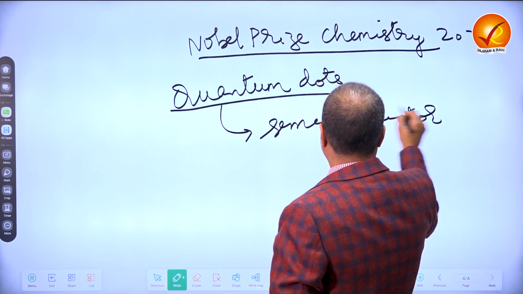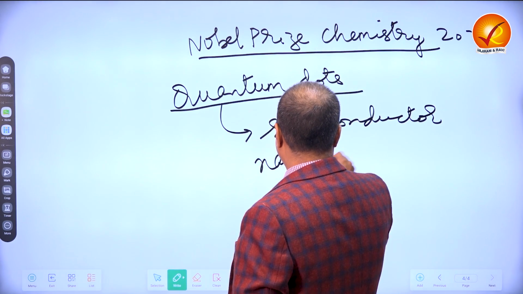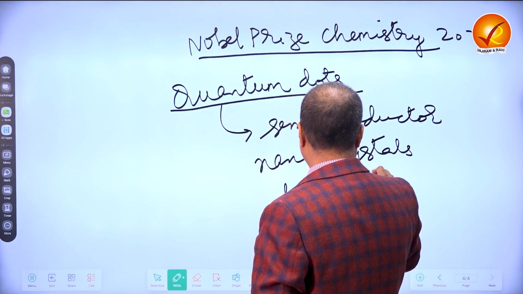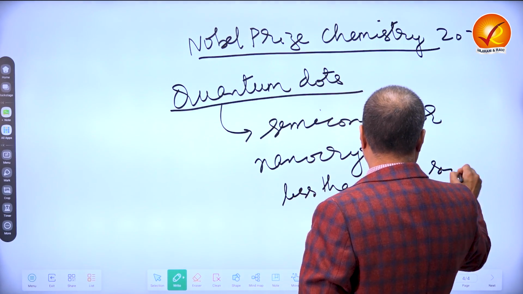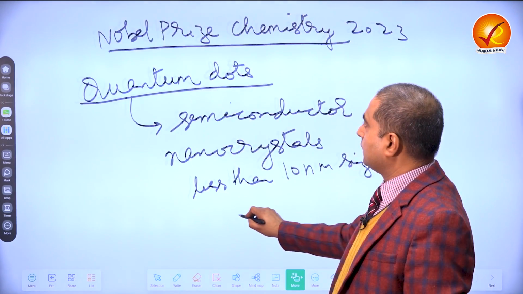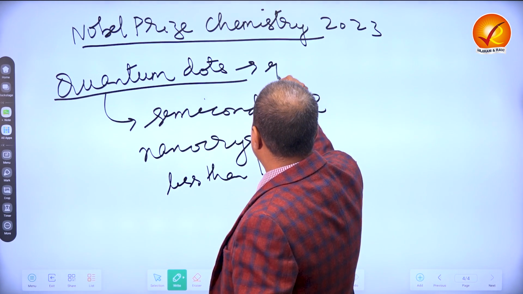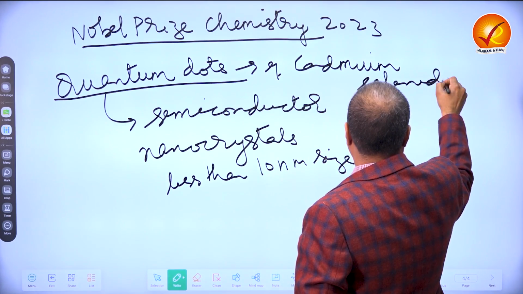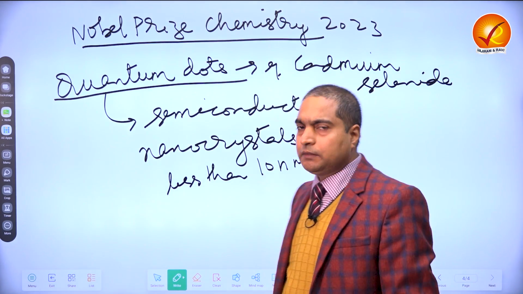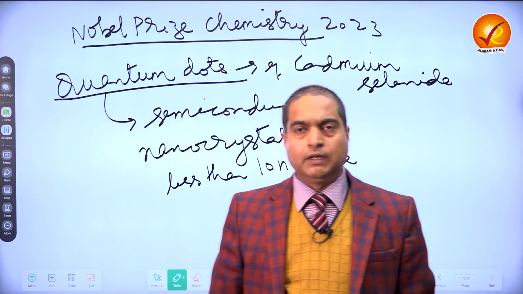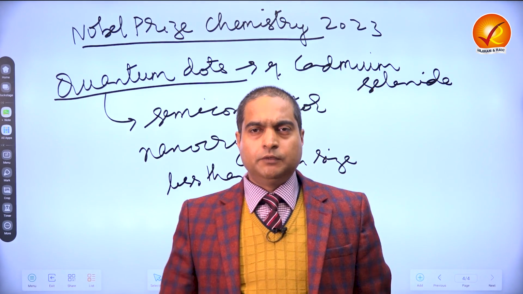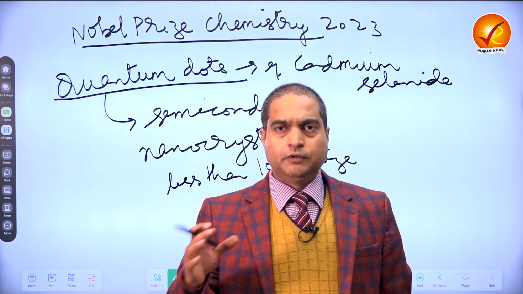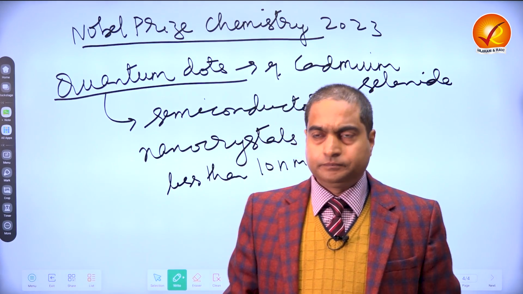Now these quantum dots are semiconductor nanocrystals of less than 10 nanometer size, for example, cadmium selenide. Now the quantum dot is also an extension of the discussion of quantum mechanics. In quantum mechanics, the behavior of subatomic particles, electrons, photons, is peculiar at the nanoscale.